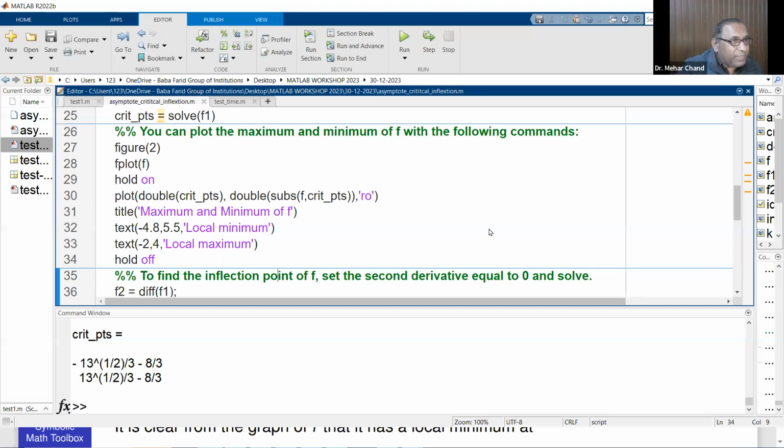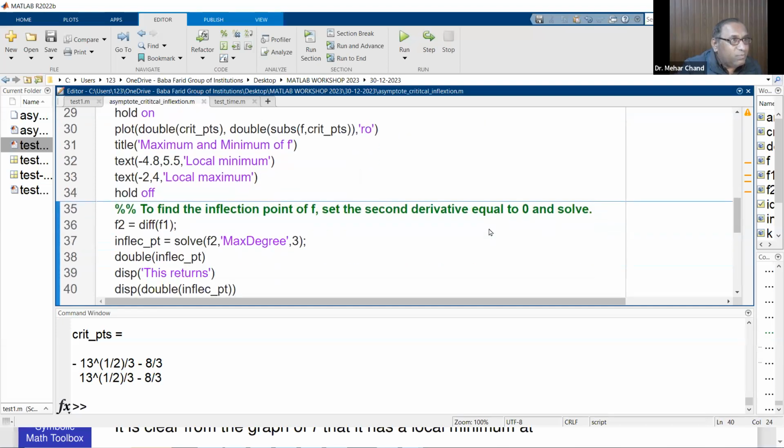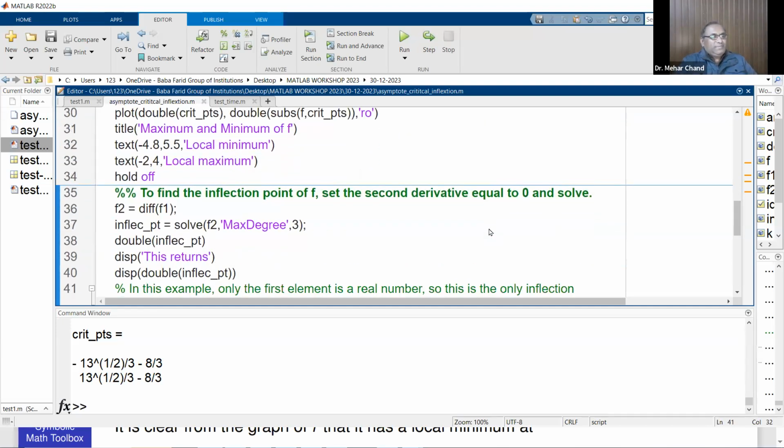So now, inflection point, point of inflection. Can you please explain what you mean by point of inflection? Anyone, please?